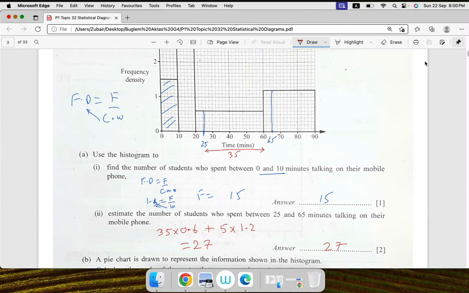Some of the students ask, is showing the working important? This is why. If the working steps are good, he'll give 1 out of 2 if the final answer is incorrect. 27, yes.